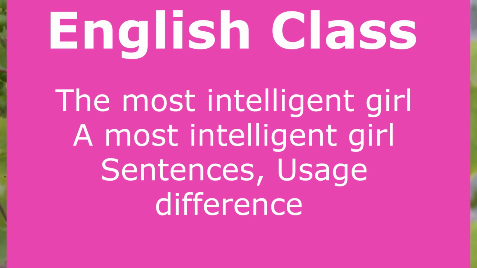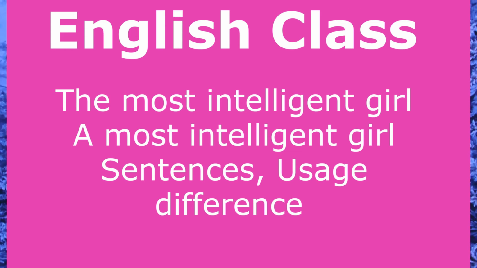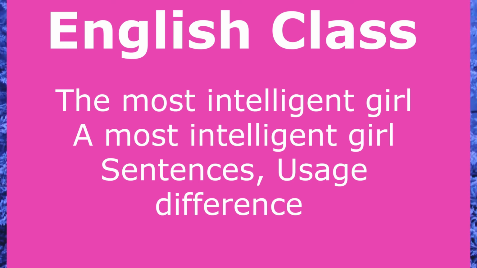Mary is the most intelligent girl in the class means she is intelligent compared to the class. She is better than the class. She is more intelligent than the class. So here her intelligence is being compared with the class, with other students in the class.